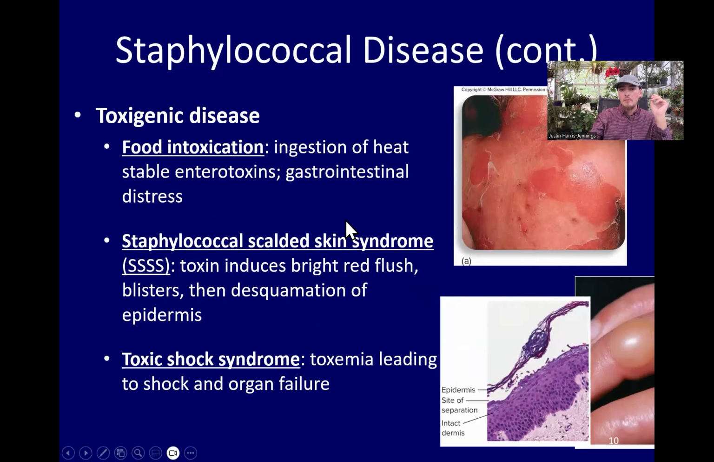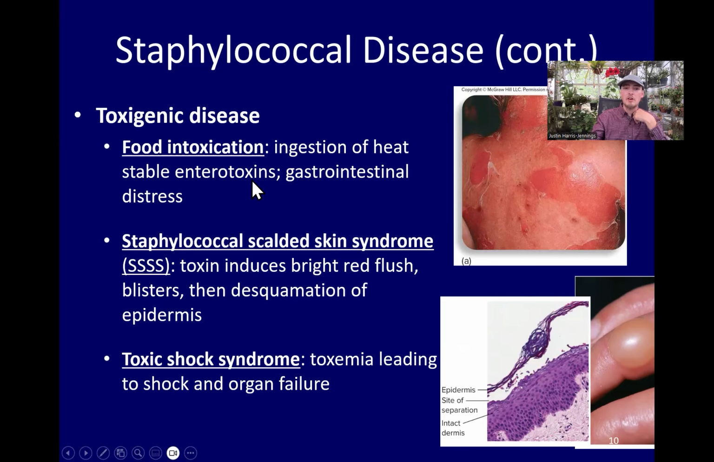Because there are these toxins being produced by Staph aureus, you don't always have to consume the bacteria itself. You can also be intoxicated by the toxin. You can consume just the toxin, not the bacteria, and you can still get effects from that. This can be like just some food poisoning.